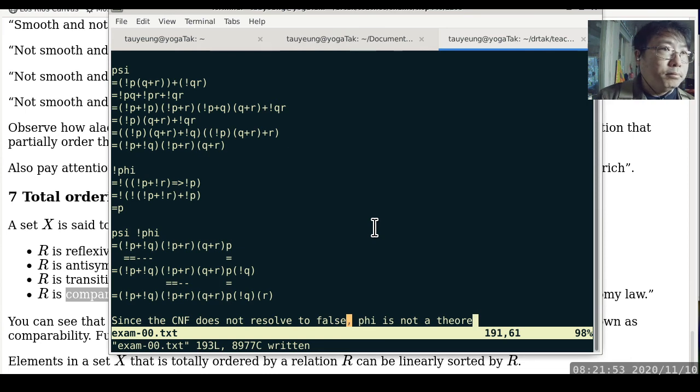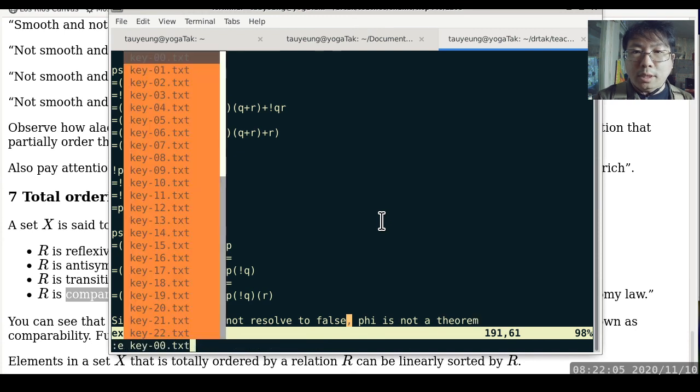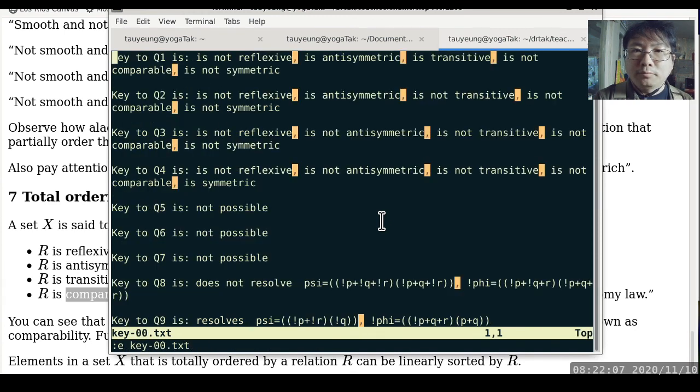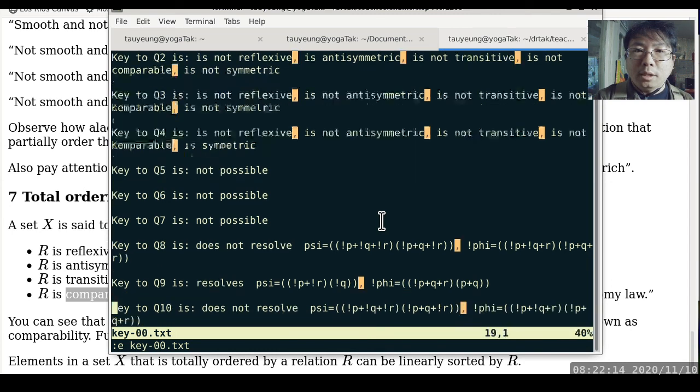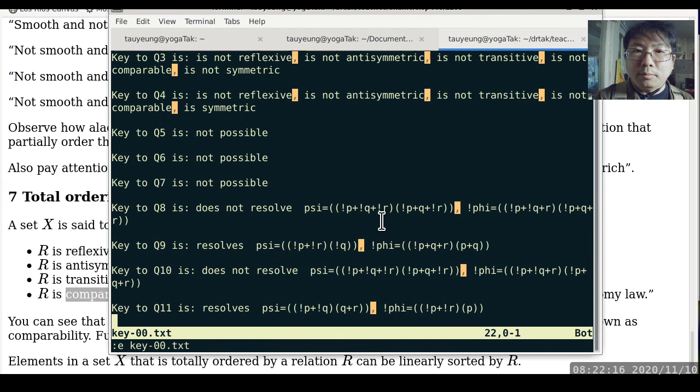Anyway, I think we're done here. I think the recording is done, and I'm going to attach. Let me just show you what I do when I look at the key here. So this is the key. It basically tells us.